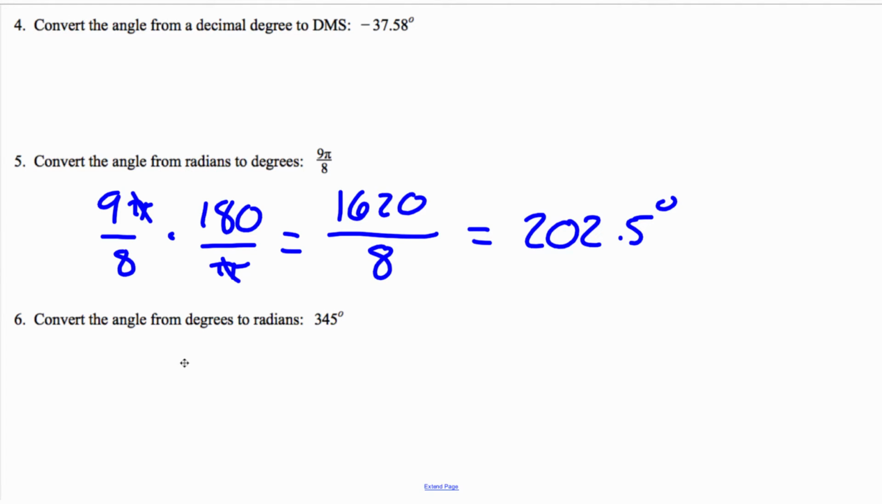Taking a look at number 6, we're going the opposite direction. We're given a degree angle, and we want to convert that into a radian angle. So we've got 345 degrees. To convert this into radians, we're going to multiply by pi over 180.